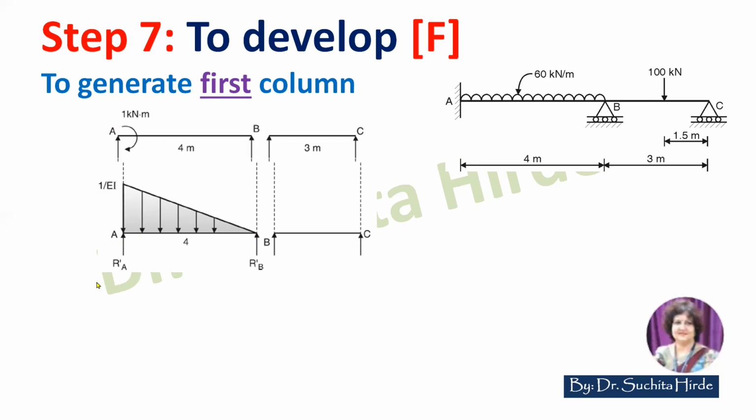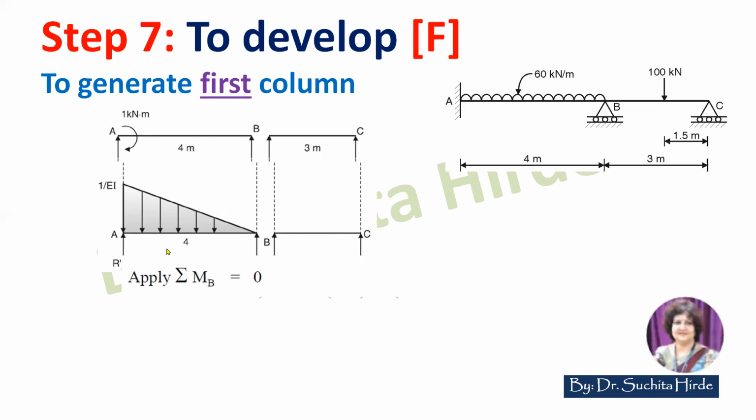Now F21 means displacement at 2 due to unit rotation at 1. So what is displacement at 2? That is slope at 2. So slope at 2 corresponds to shear force at 2 in conjugate beam. Therefore, R dash B is nothing but F21. So let us solve this and calculate the flexibility coefficient in first column of flexibility matrix.